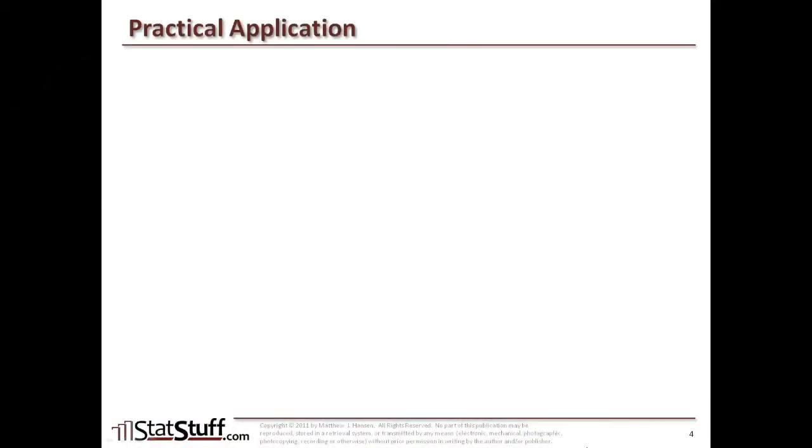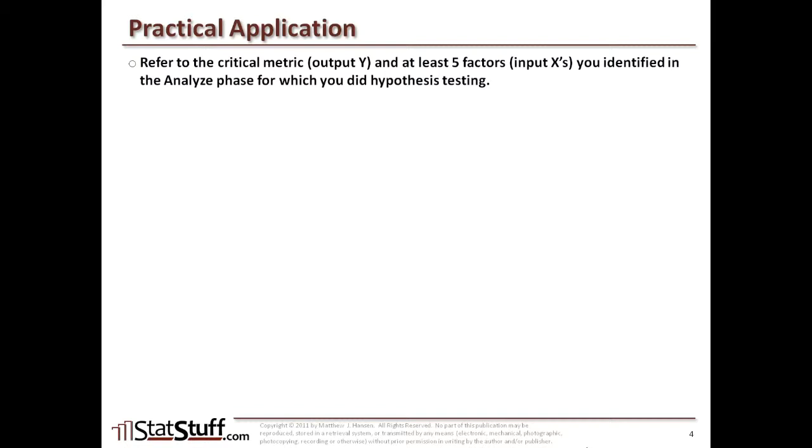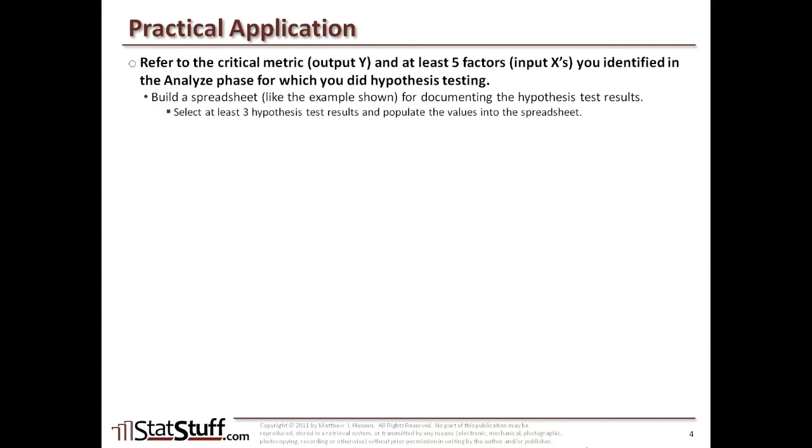All right, before we close this lesson, let's discuss how we can apply some of these concepts in a practical way. I'd like you to refer back to those metrics that you've been identifying before and running through the analyze phase for doing some of the hypothesis testing on a lot of those different statistical tests that were being reviewed. And what I'd like you to do is build a spreadsheet similar to the example that we had within this lesson for how you might document those results from those hypothesis tests. You don't necessarily have to do everything, but try to select at least 3 of the hypothesis test results that you've run and try to populate them into the spreadsheet so you can get comfortable with the way that you're documenting it.